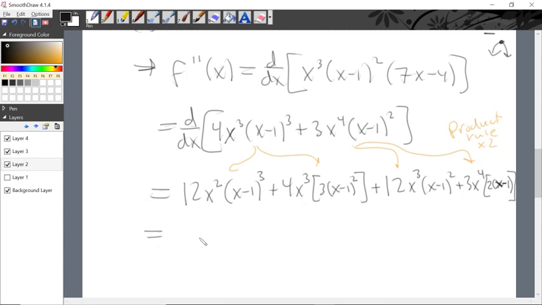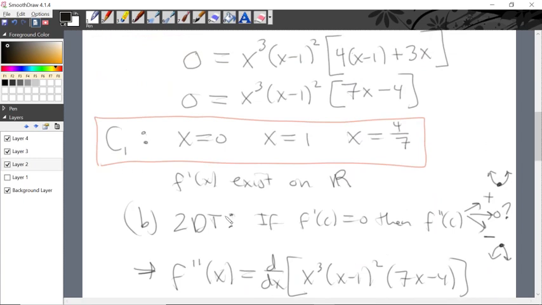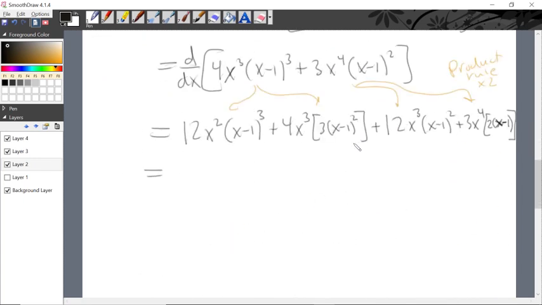And what do we want to do here? For the second derivative test, we want to evaluate the second derivative at 0, at 1, and at 4/7. So we want to plug in 0, 1, and 4/7. We can simplify this, try to factor it out and clean it up, or we can go and plug in those quantities. So let's find out what f double prime of 0 is equal to. Then we'll find f double prime of 1 and then f double prime of 4/7.